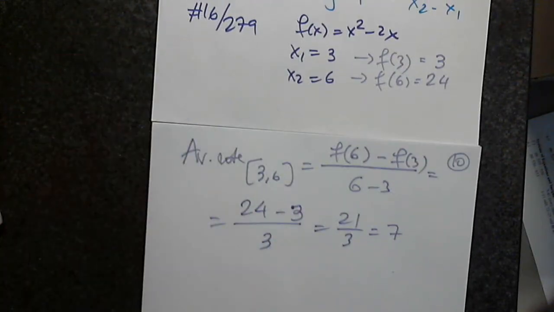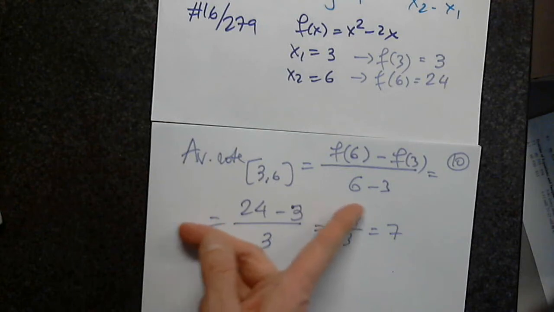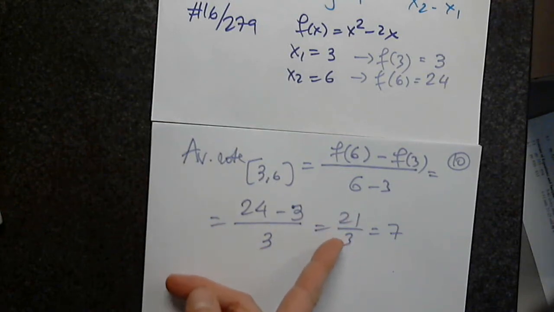I would like you to remember that the average rate of change has a measurement unit that consists of two measurement units. They are abstract here, we don't have them. But if this were in miles and this in hours, 7 would have been miles per hour. So the measurement unit for the average rate of change is the measurement unit for the top divided by the measurement unit for the bottom.